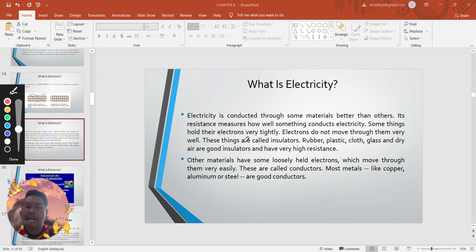Other materials have some loosely held electrons which move through them very easily. These types of materials are known as conductors, because electrons can move easily and freely between them. Most metals, for example copper, aluminium, or steel, are good conductors.